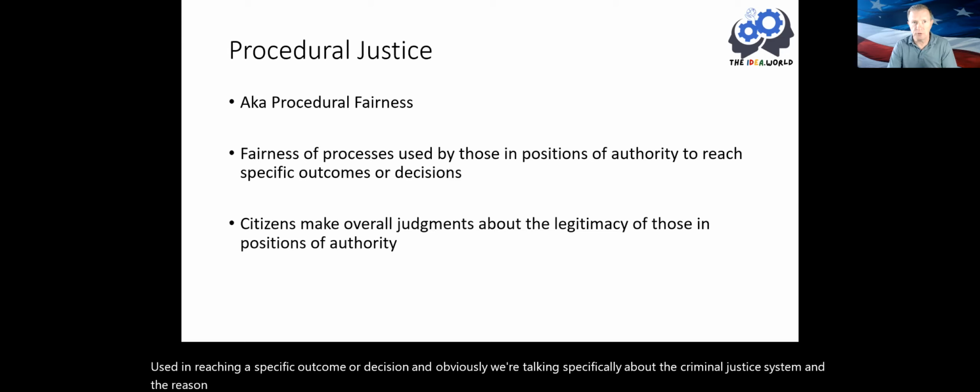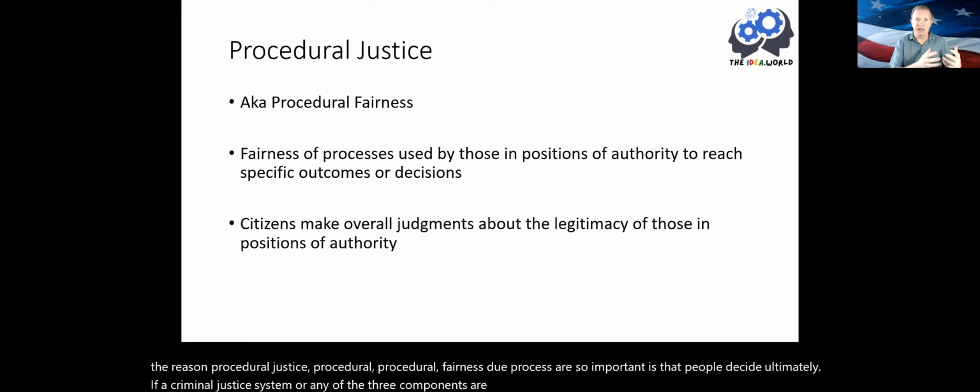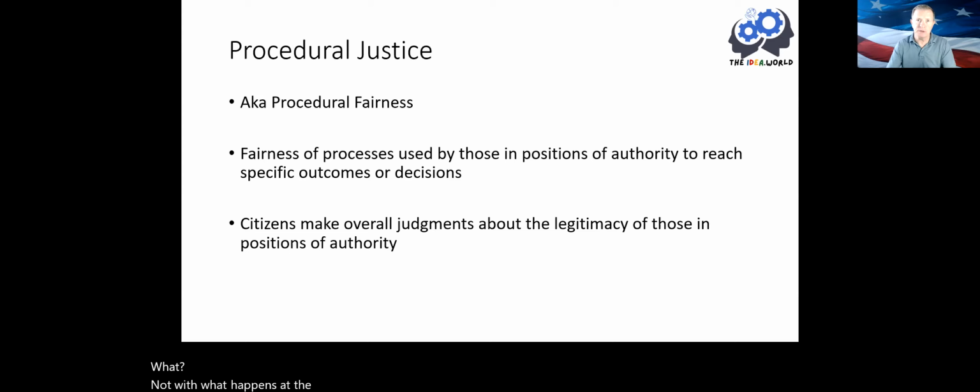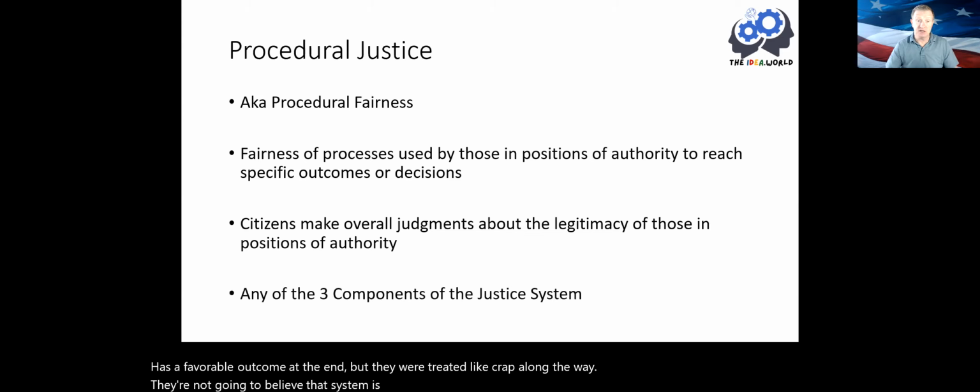The reason that procedural justice, procedural fairness, due process are so important is that people decide ultimately if a criminal justice system or any of the three components are legitimate based on this fairness factor. And what's interesting is they've done a lot of studies and found that people are more concerned not with what happens at the end, but how they were treated along the way. So even if someone has a favorable outcome at the end, but they were treated badly along the way, they're not going to believe that that system is legitimate. And this is, again, for any of the three components of the criminal justice system, which I'll be talking about in just a moment.